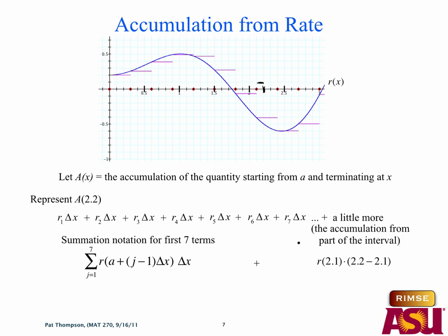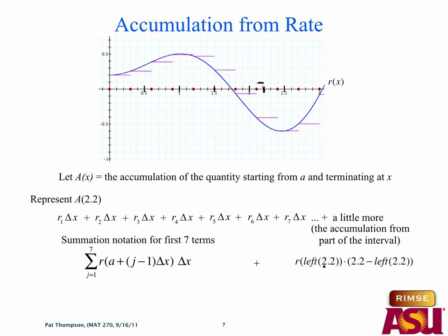And so you could rewrite all of this. The rate in the 8th interval is R of 2.1, and the change in x in that last interval is 2.2 minus 2.1. But these are still very specific numbers, and remember, our goal is general. We want this to work for anything. If I change delta x, if I change a, I want it to still work.